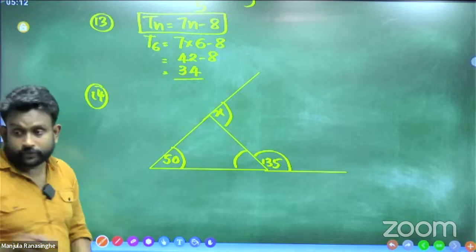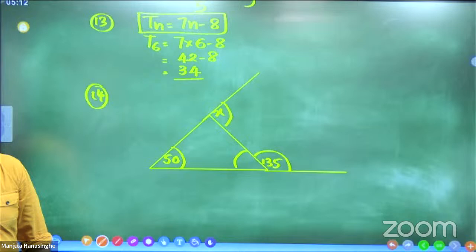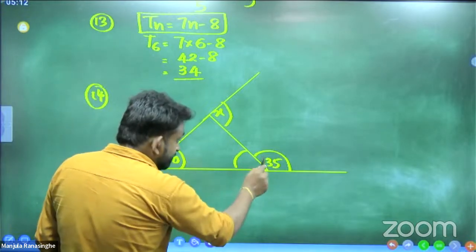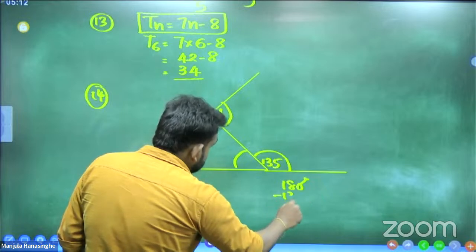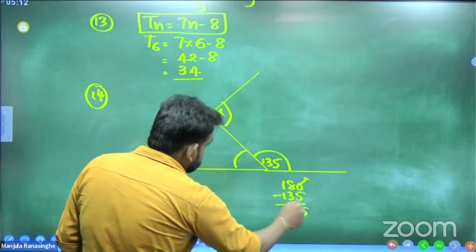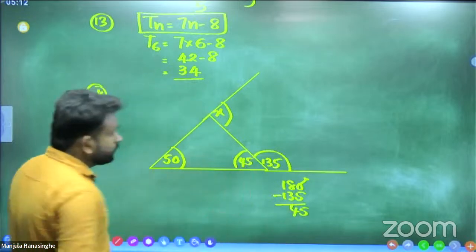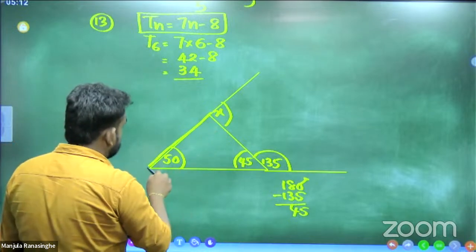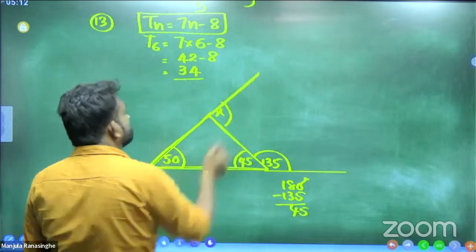Then from 180 you can subtract this angle. 180 subtract 135, then 45 degrees there. So here 45 degrees. Then you can see that this is the triangle, and this is the side produced.